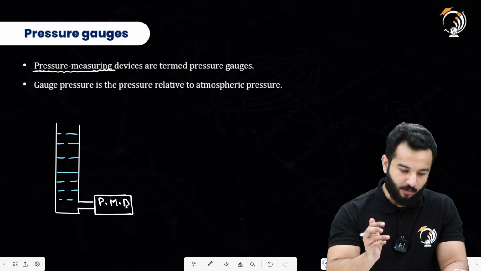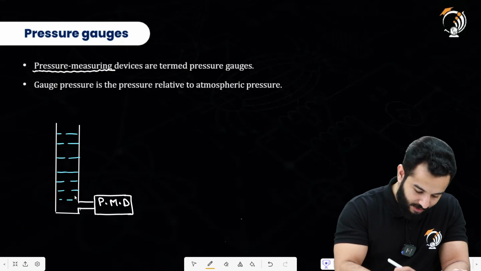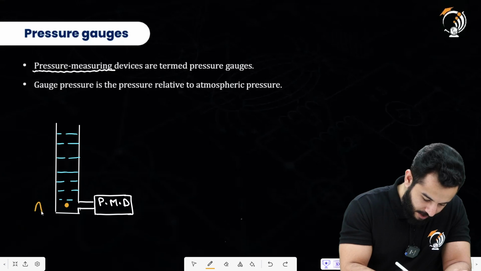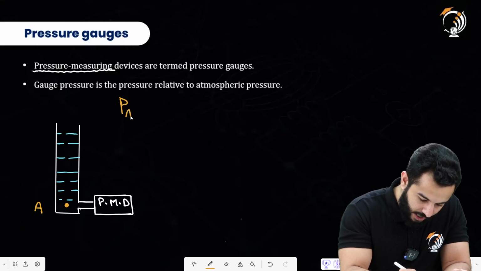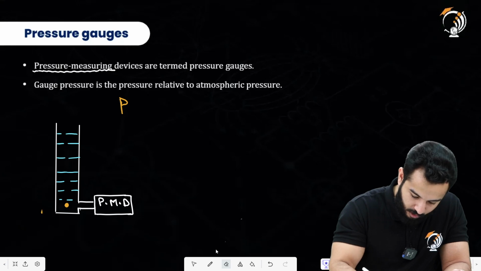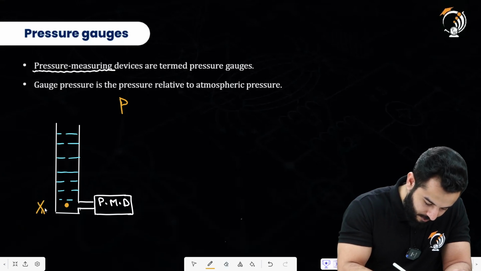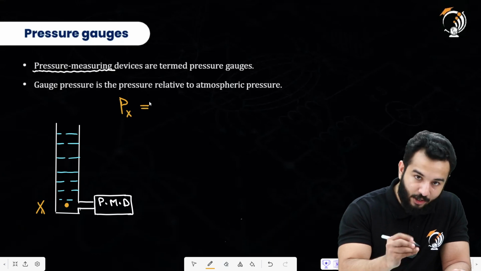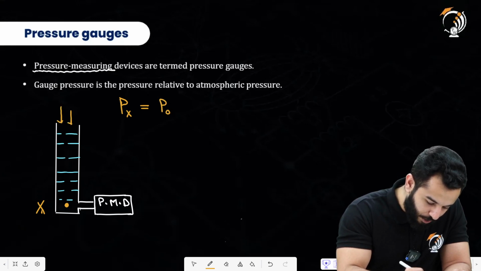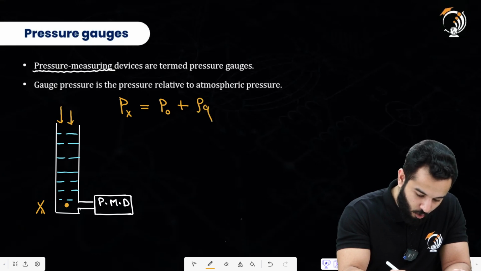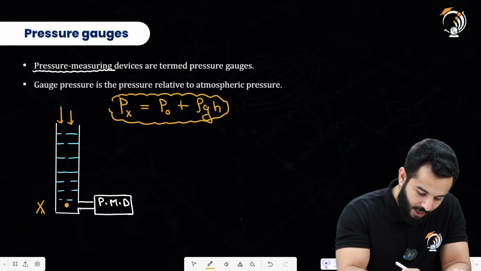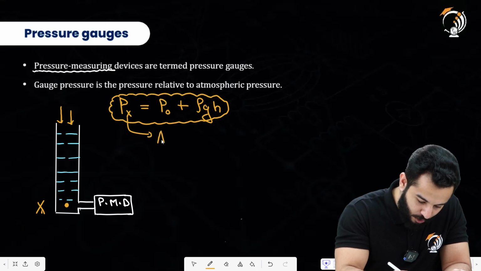Now what will this actually measure? Mathematically we can write the pressure at this particular point, let's say this point is A. Pressure at this particular point, and I don't want you to get confused with atmosphere, so let me use another variable. Let's use X. So the pressure at point X is P naught, because the atmosphere is definitely applying pressure over here, plus rho g h. This is what the formula for pressure is going to be. Now Px is known as absolute pressure.